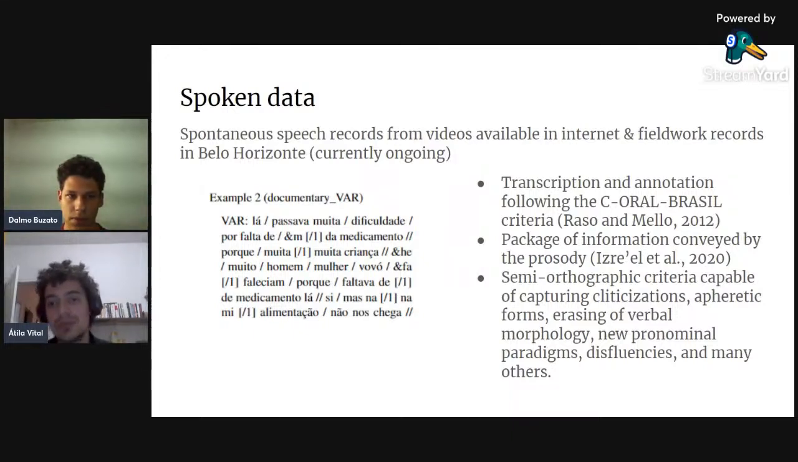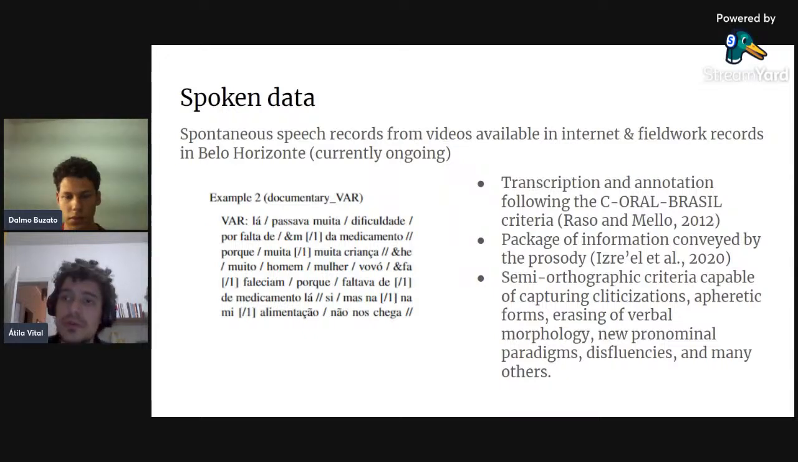And to do this, we used the semi-orthographic criteria adapted from Coral Brasil's that try to capture cliticizations, aphaeretic forms, different verbal morphology for Portuguese, and so on. But we can increase those criteria to represent the phenomena that we want to annotate from the contact variety. The next one.